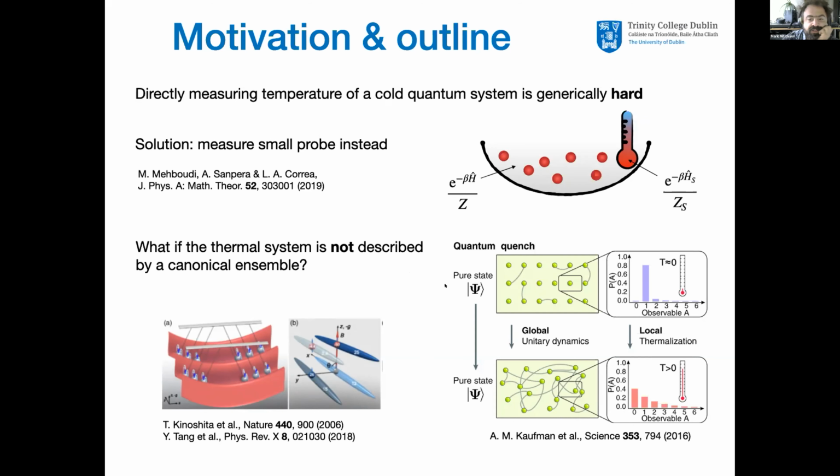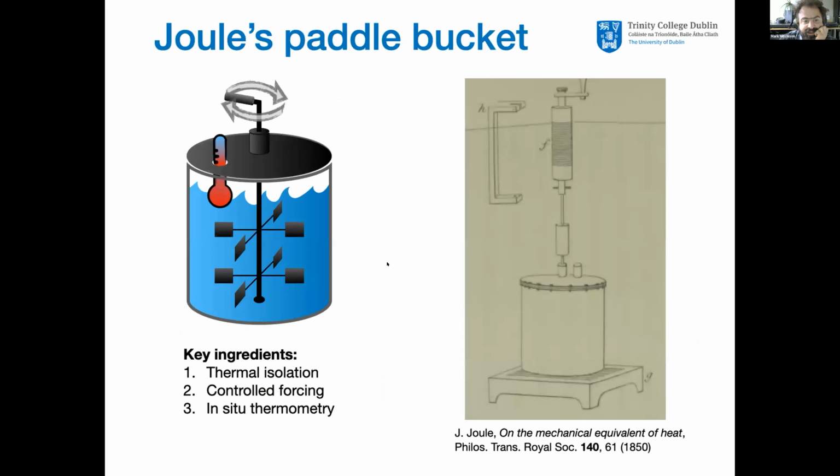All right. To explain what I mean, let me take you back to a very foundational experiment in the history of thermodynamics, which is the famous paddle bucket of James Joule. Joule was trying to measure what he called the mechanical equivalent of heat. He wanted to measure how much work translated into a given temperature change of some kind of thermalizing system.